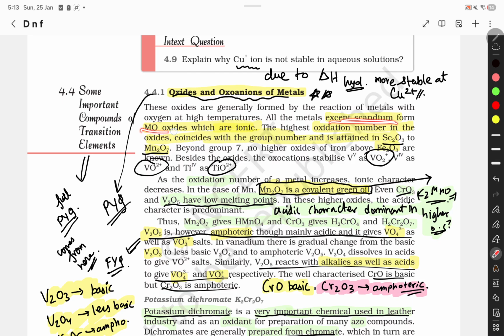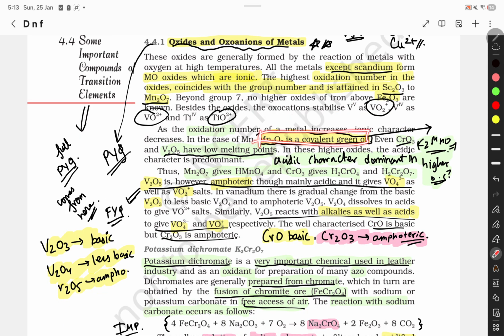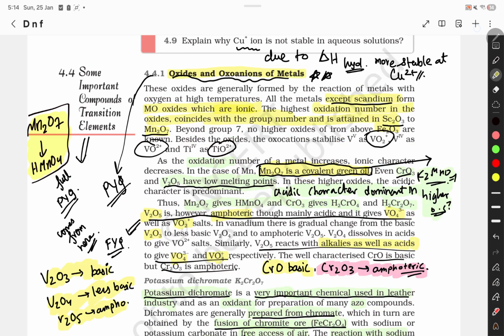Scandium oxides form MO oxides, which are covalent, and apart from that, no higher oxide apart from Fe2O3 is known except for your FeO4 2-. All right. Mn2O7 is a covalent green colored oil. It's there in your NCERT exemplar. As the oxidation number of the metal increases, ionic character decreases. All right. Mn2O7 in particular is your covalent green oil.